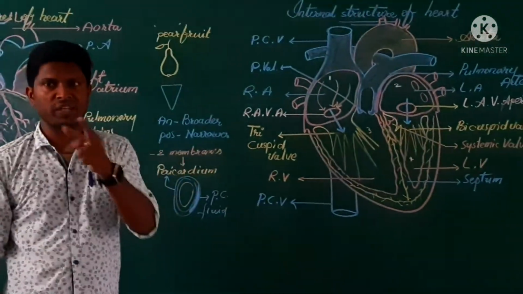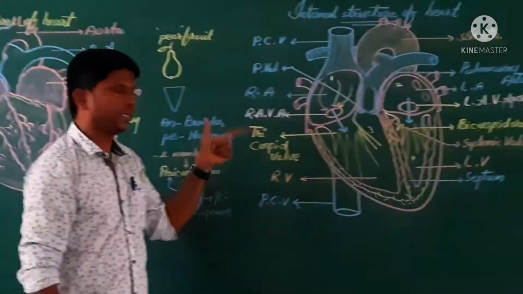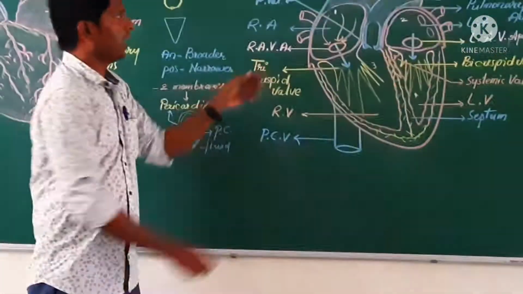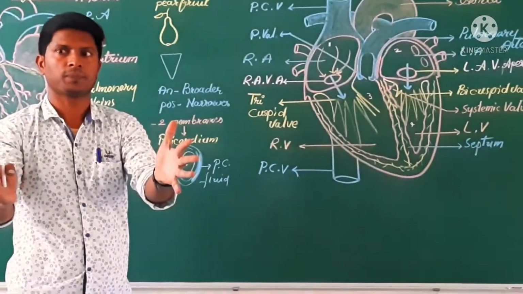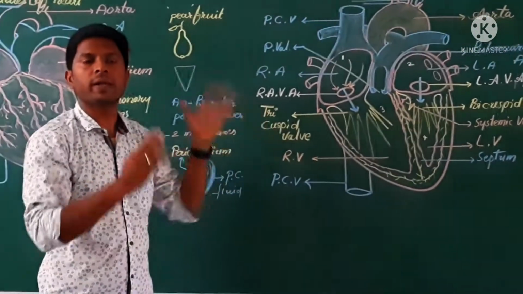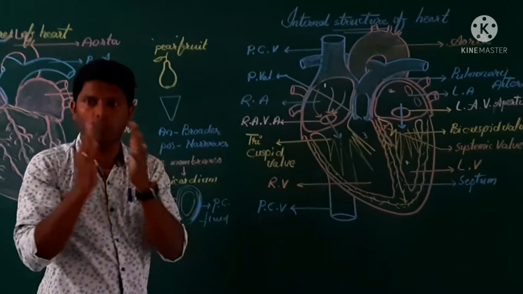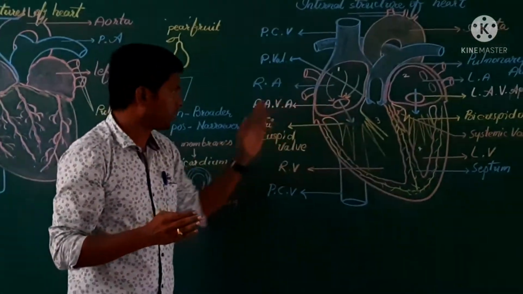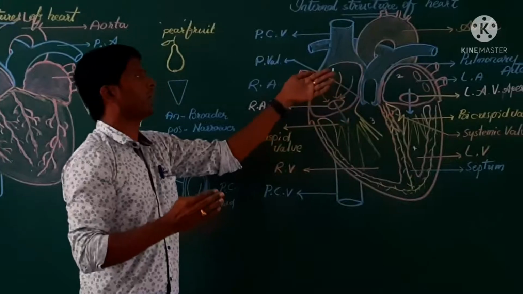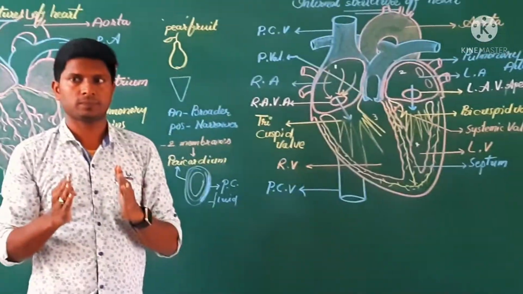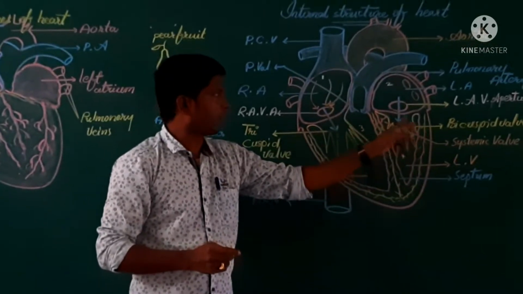Listen carefully, this valve's function is that it allows blood from the right atrium to the right ventricle only. This tricuspid valve prevents the backflow of blood. Means it prevents blood from going from the right ventricle to the right atrium. Got it? Right. Next, we will go to the next aperture here.